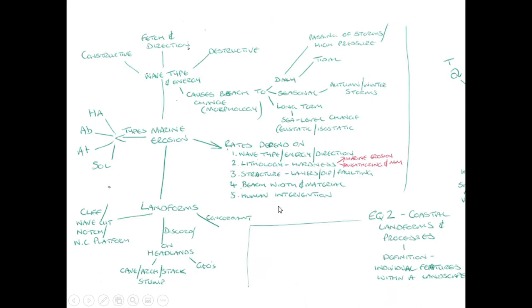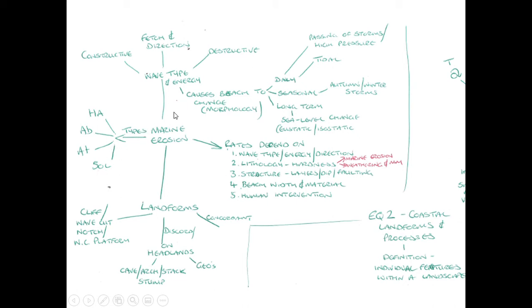So to start us off with marine erosion, for those of you doing GCSE or have done GCSE, it's very similar. There are 4 main types of marine erosion, marine meaning the sea: hydraulic action, abrasion, attrition and solution, and you need to know what those are.